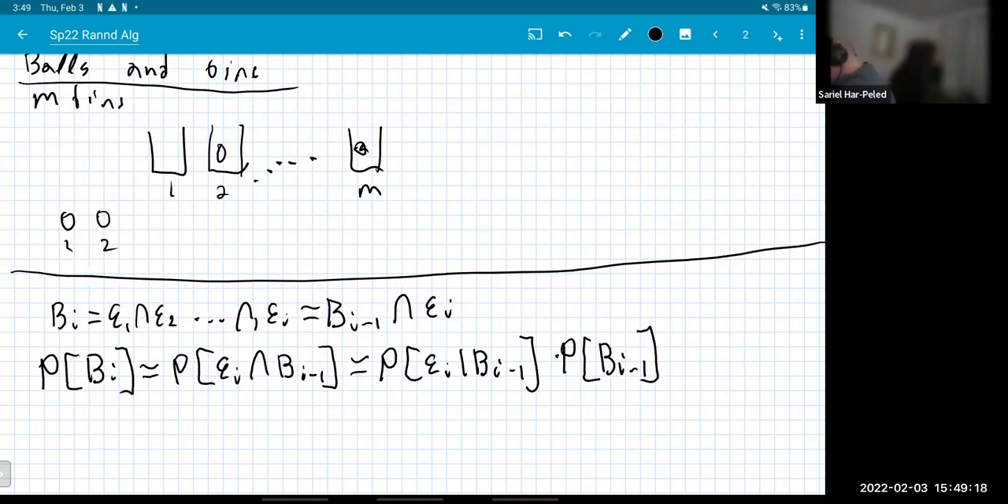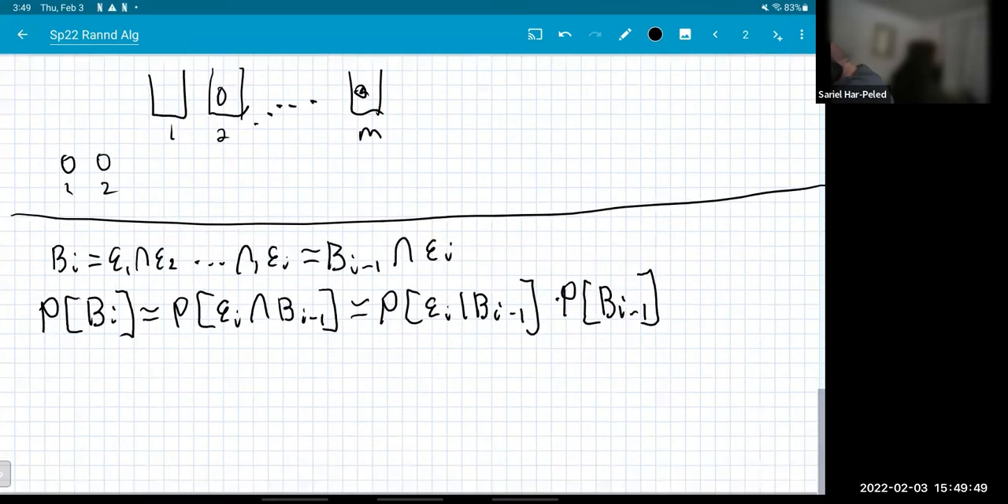If you think about this formula, it just follows from the definition of conditional probability, but it also makes a lot of sense. It says the probability that all the balls fall in distinct bins is the probability that the first i-1 balls fell in distinct bins, and if this happens, then the last ball has to fall in its own distinct bin. The reason why we did it is because, as I mentioned, the event Ei by itself is hard to analyze, but this event is, of course, very easy to analyze.